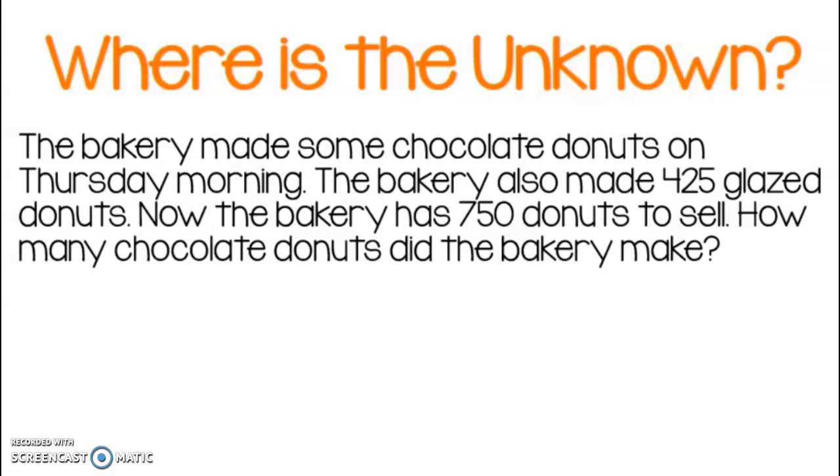The bakery made some chocolate donuts on Thursday morning. The bakery also made 425 glazed donuts. Now the bakery has 750 donuts to sell. How many chocolate donuts did the bakery make? What would an addition sentence look like for this problem? I'll give you a moment to write the equation or number sentence that matches this word problem. Remember, write a question mark for the unknown number.